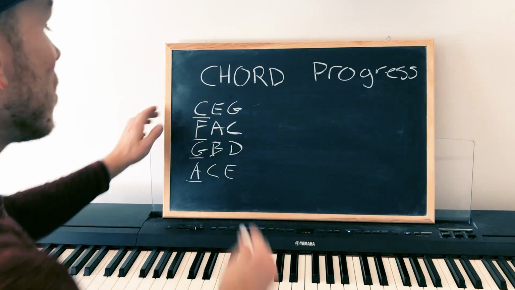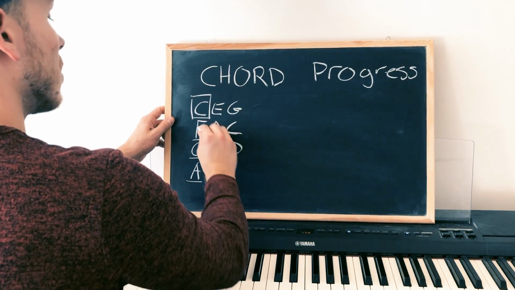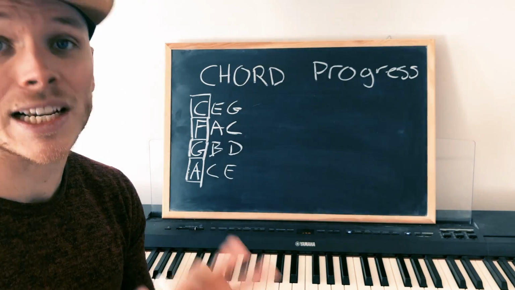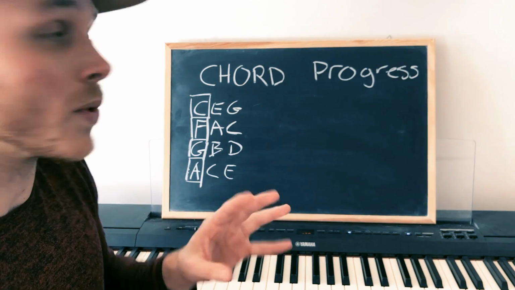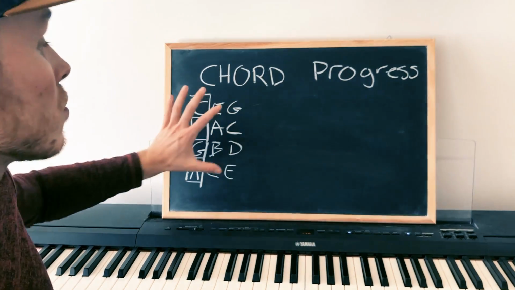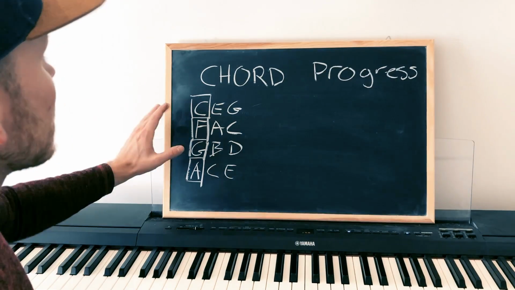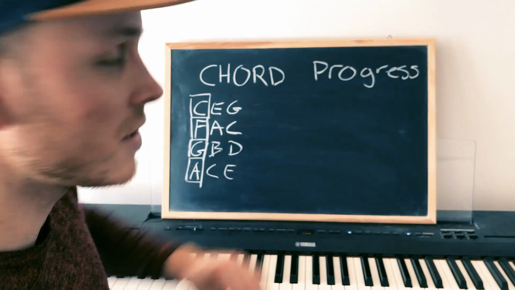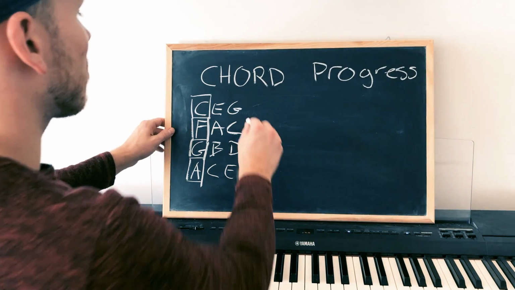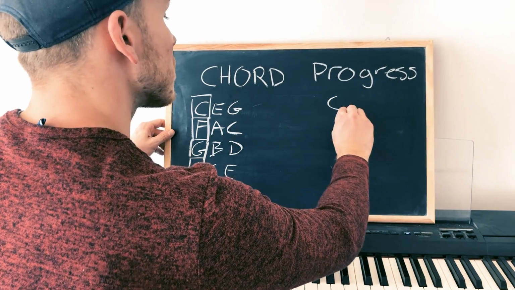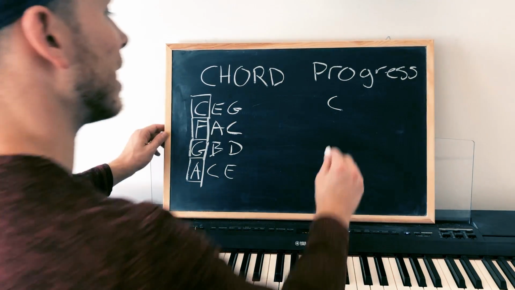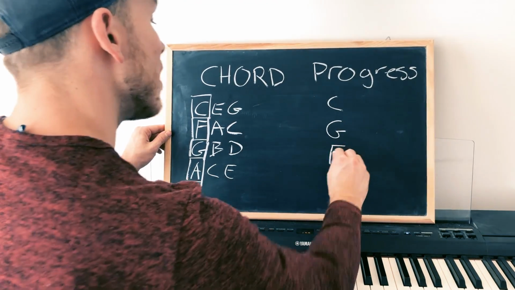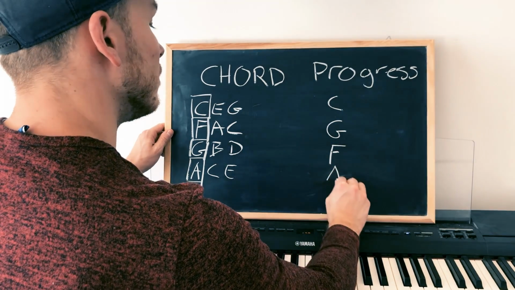Now if we have a look at the first letter of each chord, we will know the name. Now this is a bit of a fast explanation, okay? So it's not the whole story, but I want to teach you the chord progression. We're not talking about the chords right now. So let's say this is a C, an F, a G, and an A chord. All a chord progression does is it says, well, let's play C first, and then I want to play G, and then I want to play F, and then I want to play A.